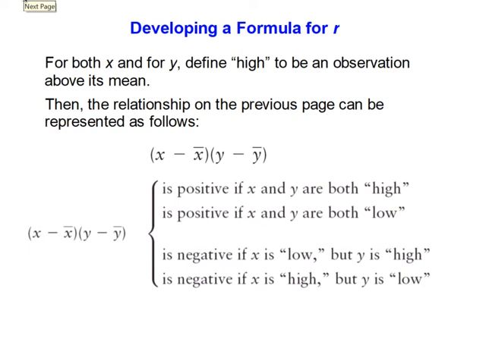Okay, so here's the idea. For both x and y, a high is defined as an observed number above its mean. Then the relationship on the previous page can be represented as follows. If you knew the average of all the x's and the average of all the y's, you could take each individual x and subtract the mean, each individual y and subtract the mean, and take the product of that. If you get a positive x paired with a positive y, a high with a high, you get a positive value. If you get a low with a low, you also get a positive value. Again, if you get a low paired with a high, you get a negative number. If you get a high with a low, you get a negative number.